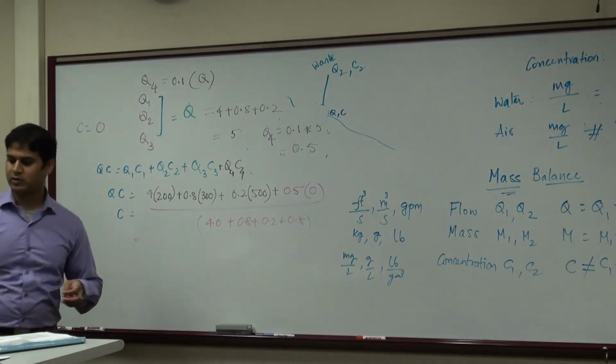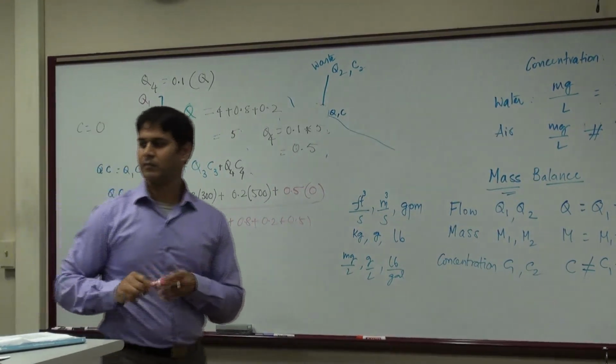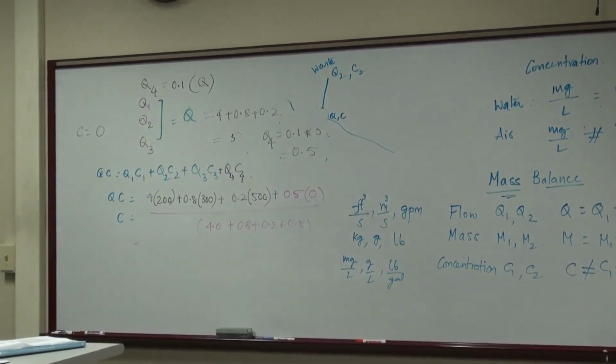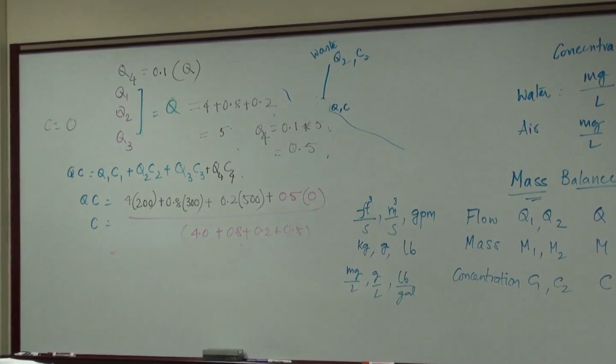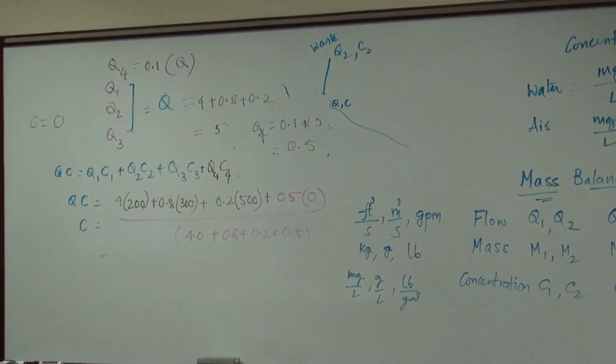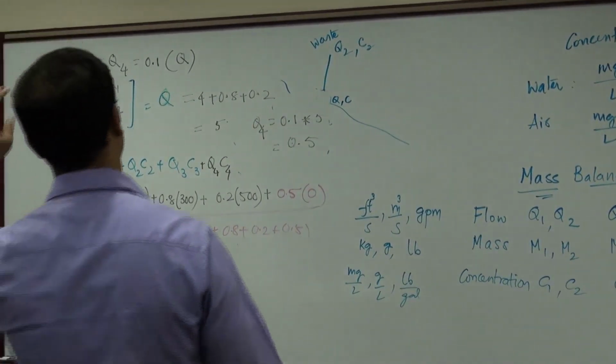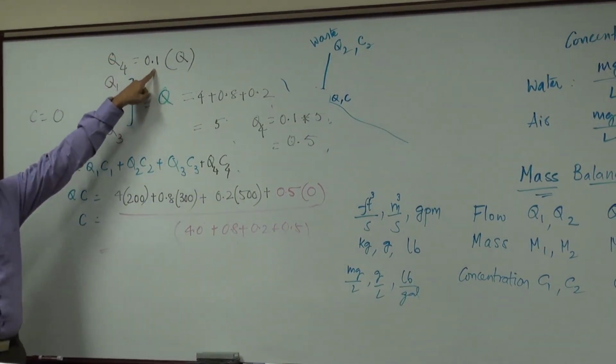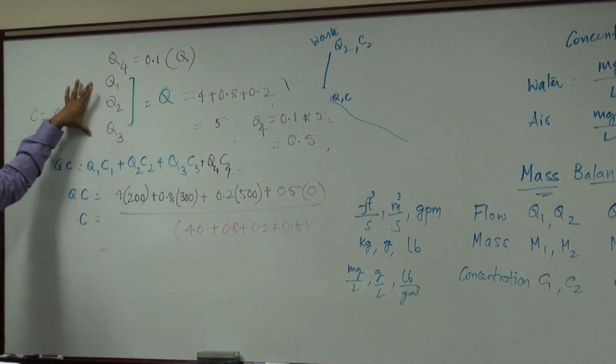So you see, how much is your C? Did you follow the concept? Here infiltration is taken as the flow actually going into the stream. Which means you have 4 flows. The fourth one is 10% of the total flow. So all the 3 flows.